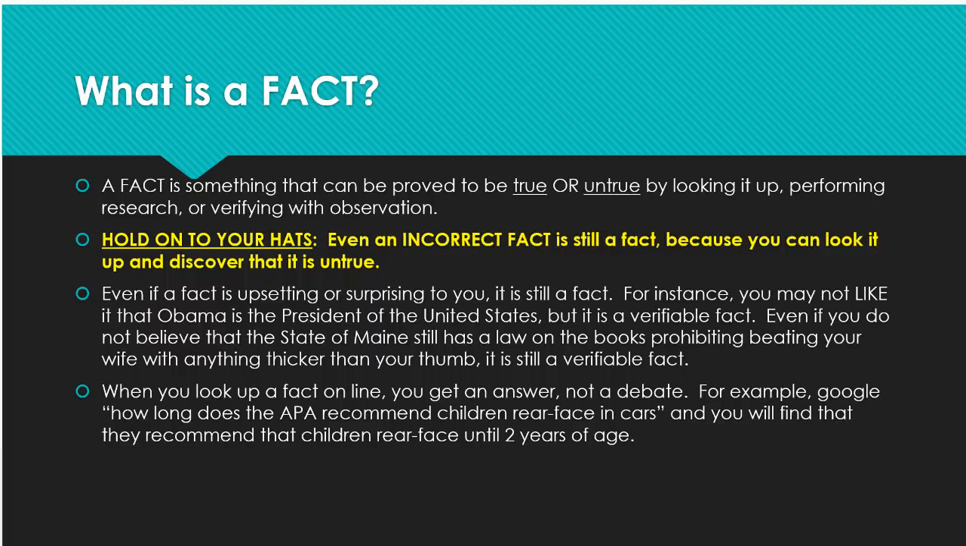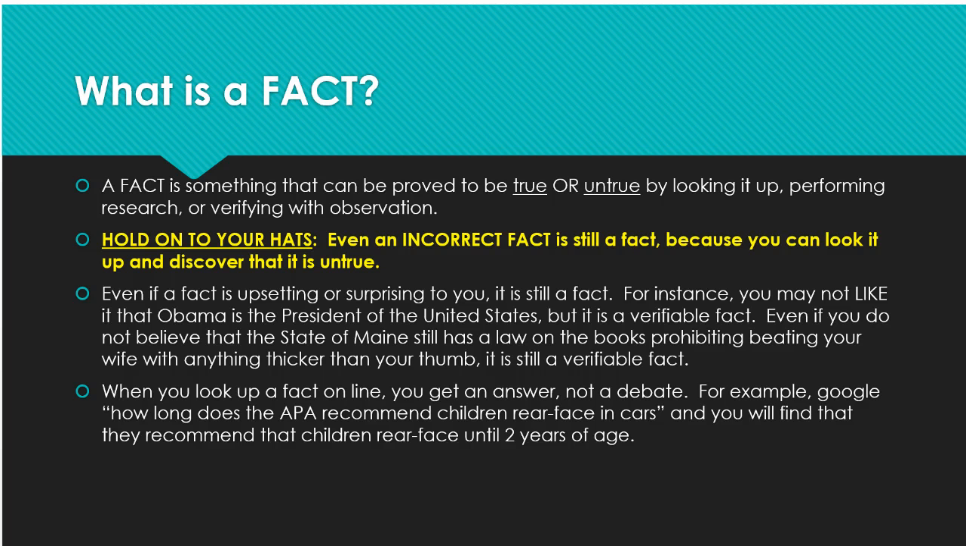A fact is something that can be proved to be true or untrue by looking it up, performing research, or verifying with observation. Hold on to your hats, folks. Even an incorrect fact is still a fact because you can look it up and discover that it's wrong. Okay, so even a wrong fact is untrue. I could say everyone in this class is female, and that's a fact because I could check and find out that I'm wrong. So if you can check it and verify it, whether the answer is true or untrue, that's a fact.